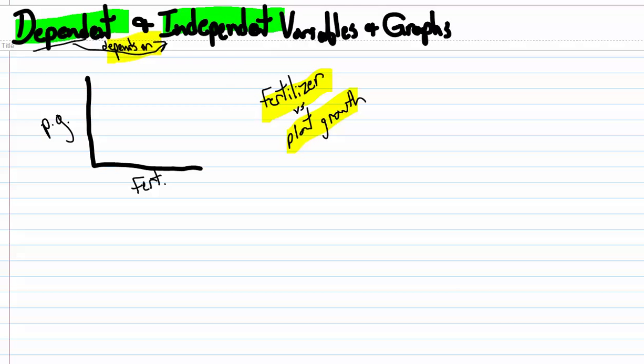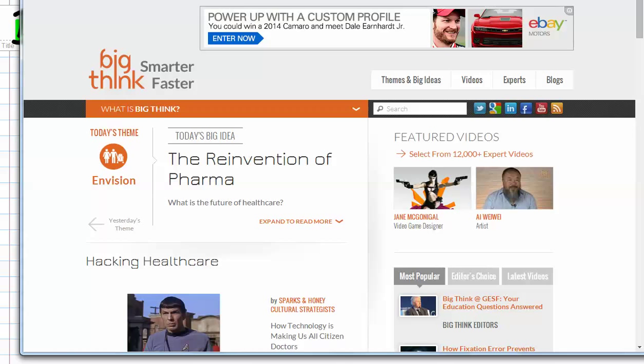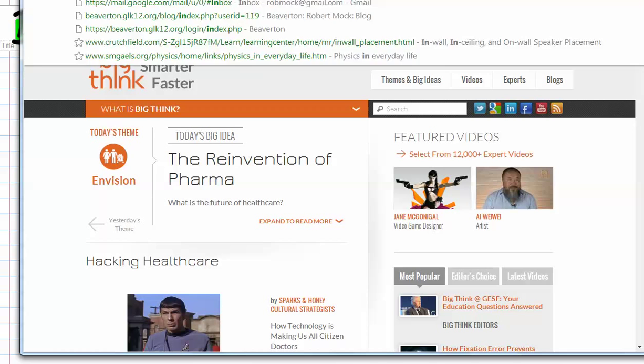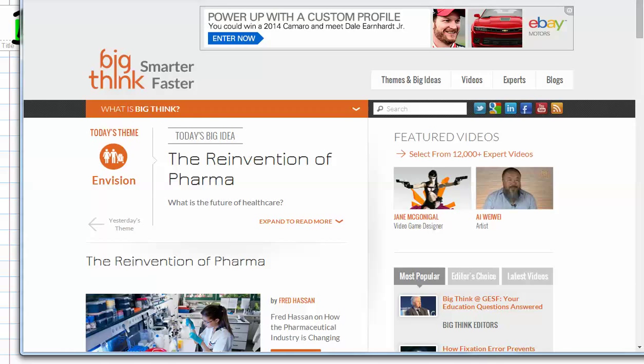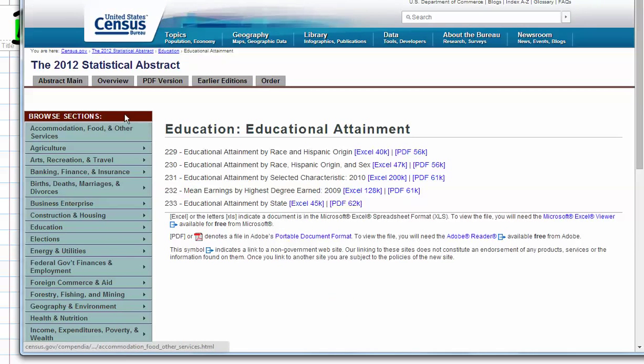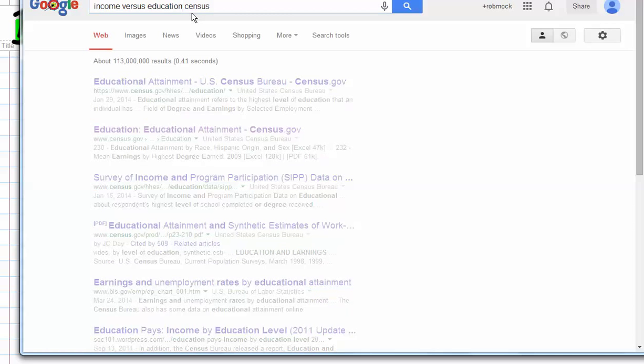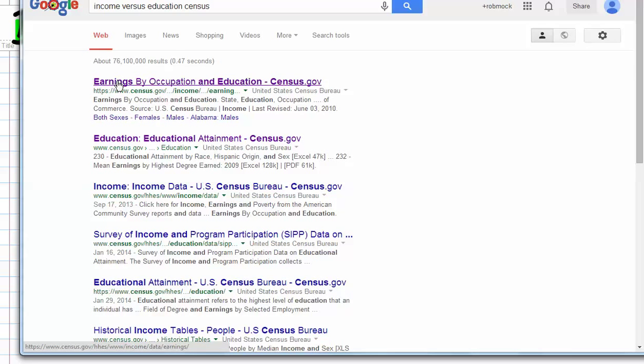Okay, so now I want to do a real one. I'm going to scoot on over to Chrome here. I'm going to type in income versus education level. And I'm going to type in the word census because I think that the government keeps track of this stuff. Who makes how much? Let's see, education. How about this one? No, that's not exactly what I want. Let me go back. Income versus education. I'll just get rid of the word level. Yeah, there it is. I was looking at this earlier.